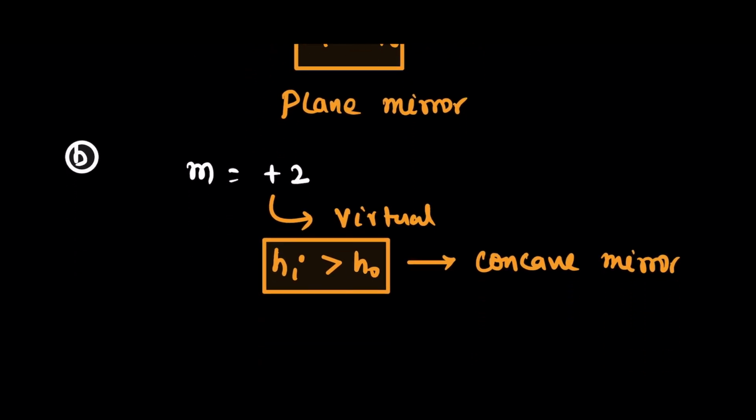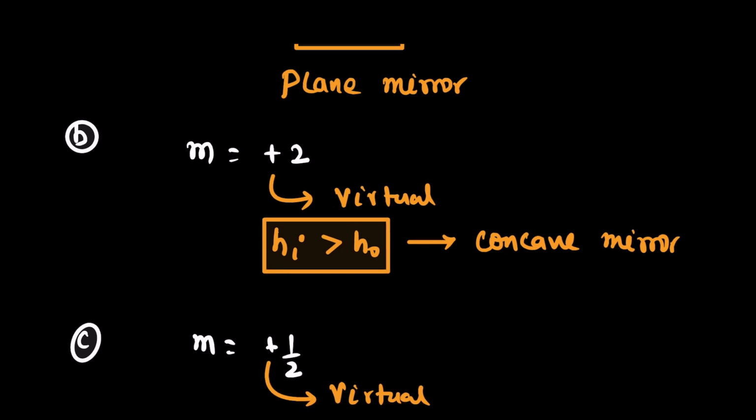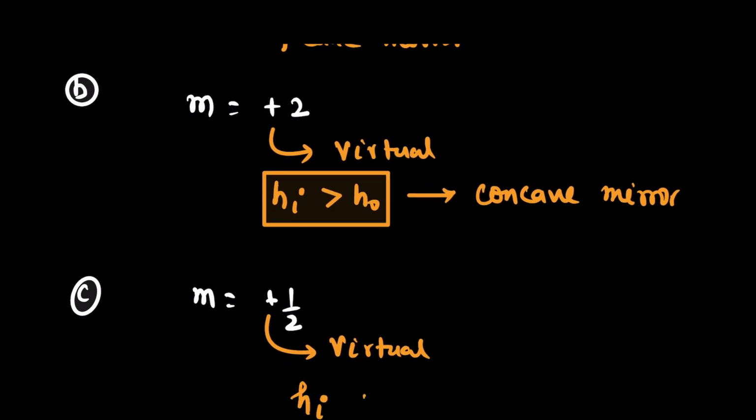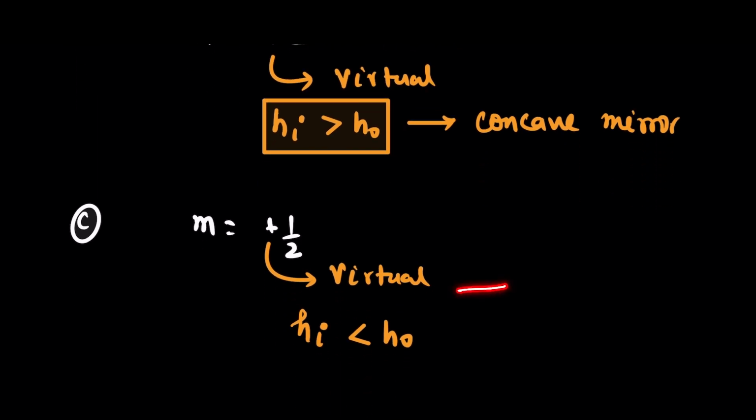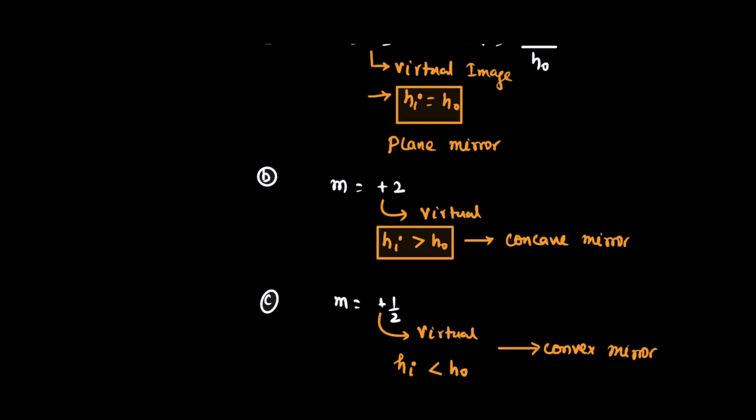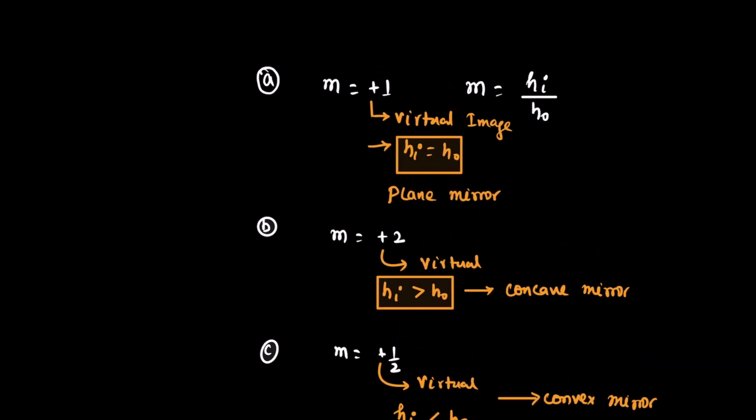Third is when M is equal to plus 1 by 2. So again plus represents virtual, and here height of image is less than height of object because it is diminished. So it will be a convex mirror. I hope you understood all three examples properly.